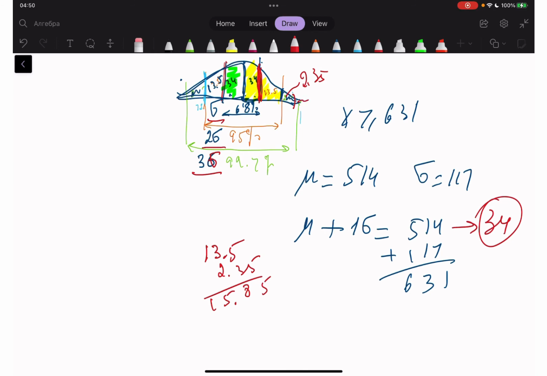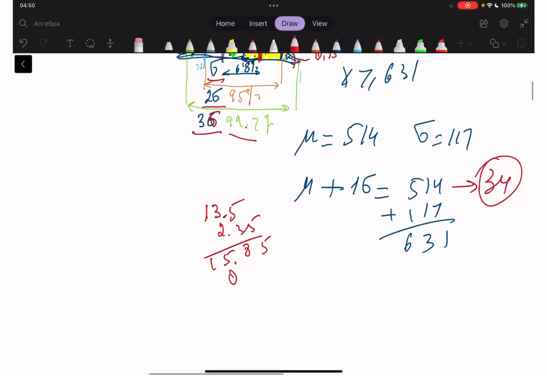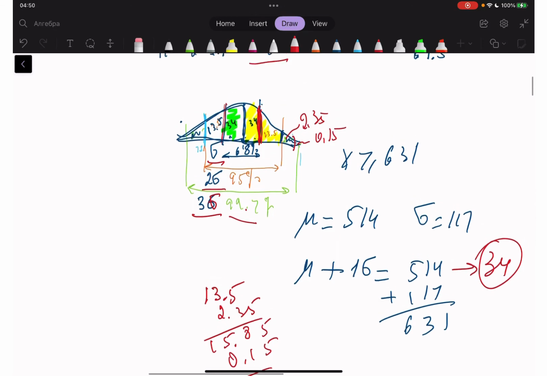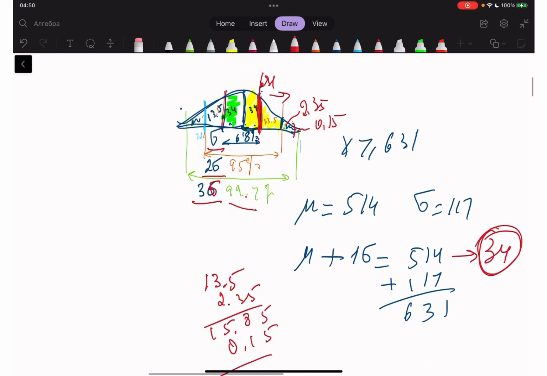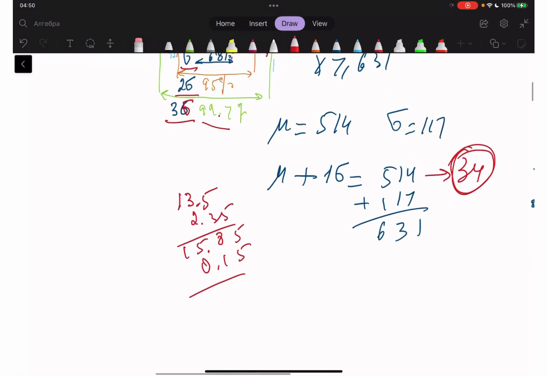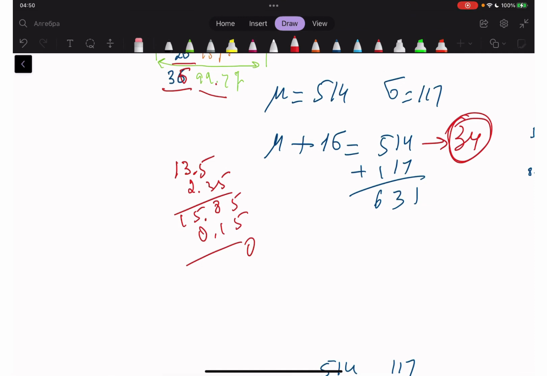And this piece, the last piece, is 0.15 between 99.7 and 100%. That leaves there 0.15. So let's add 0.15 also, because we are interested in greater than 631. 631 we found out is lying on 34%, which is right here. So we need more than that, so it's going to go this way. And that's why I'm adding 13.5, 2.35, and 0.15. And we are getting 16%.